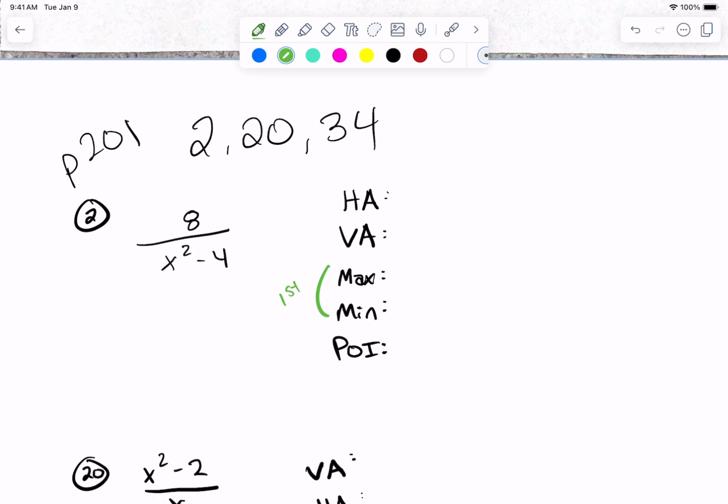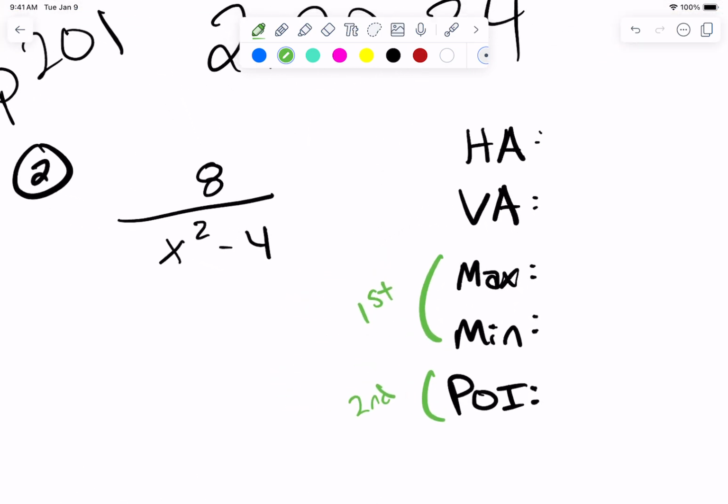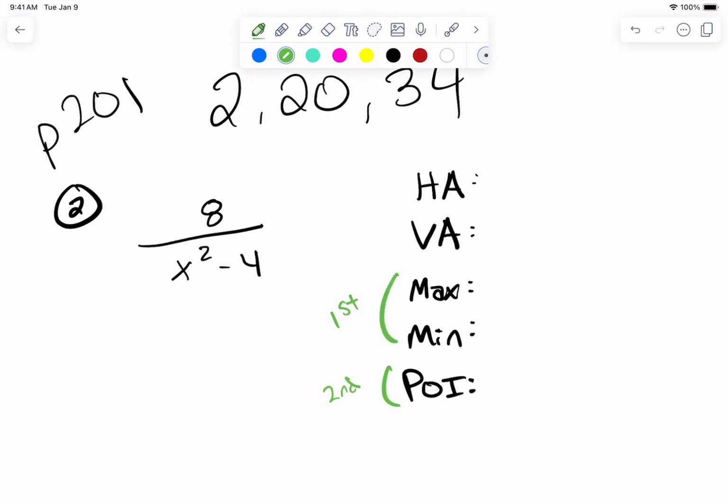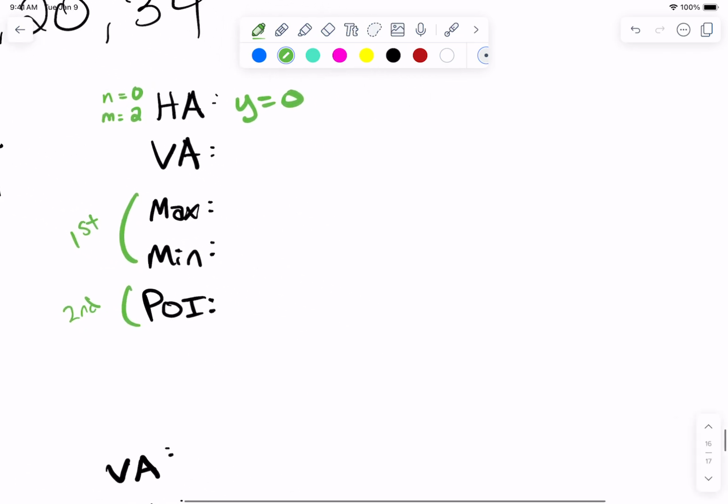So this is my first derivative and this is my second derivative. It's going to be a little bit ugly, but we'll manage. It'll be all right. Okay, so here we go. The HAs. Let's do the HA first. For the HA, we look at N and M. What's N? The numerator. What's the numerator? None. 0. M is 2. He is bottom heavy, so he is sitting at y equals 0. That's his HA. Okay, so I'm going to draw him over here.